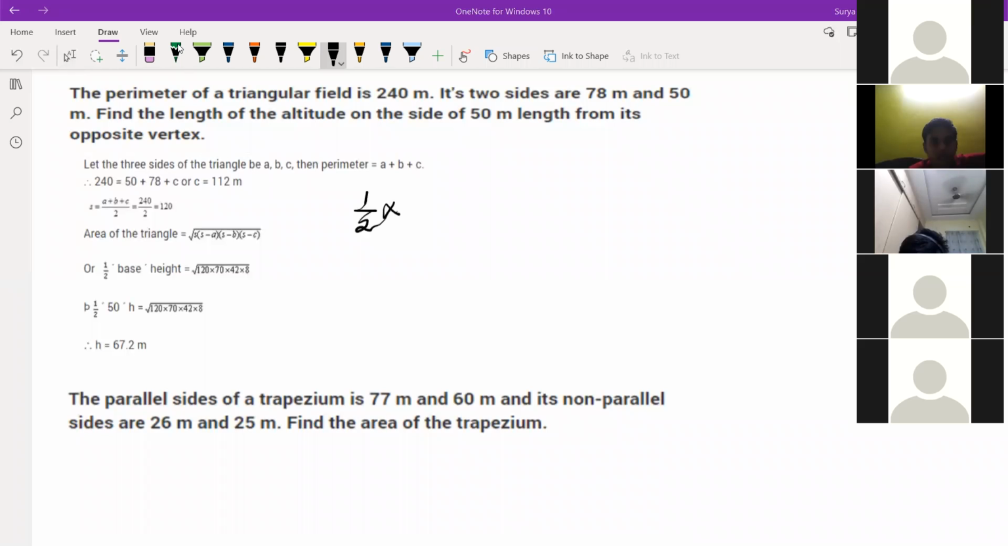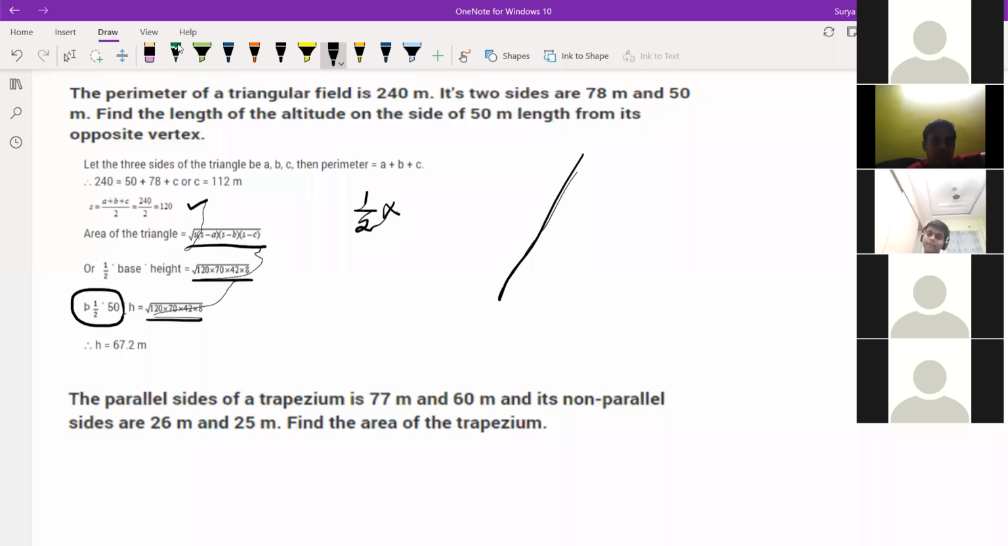Are you understanding this answer or not? See what is given here. Understood, sir. S is 120. This is Heron's formula. So we just substitute, I mean, we transposed it, right, sir? No, half base into height. We are doing by the other formula also, right? Yes, sir. Find the length of altitude.